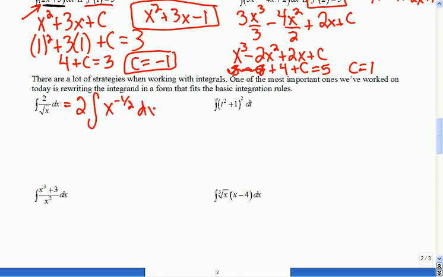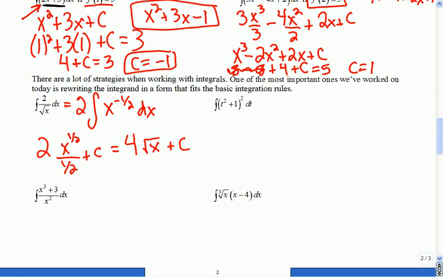This is how I probably would have chosen to do the first one, is to rewrite it in that way. So I'd have 1 higher would be x to the half, divided by a half, plus a constant. So that's going to be 4 root x plus my constant.